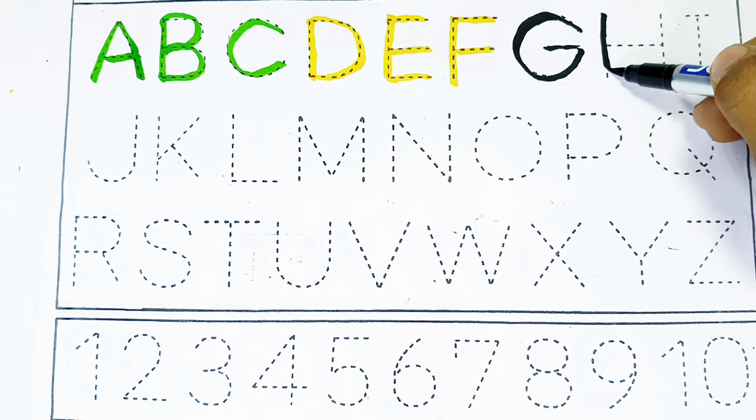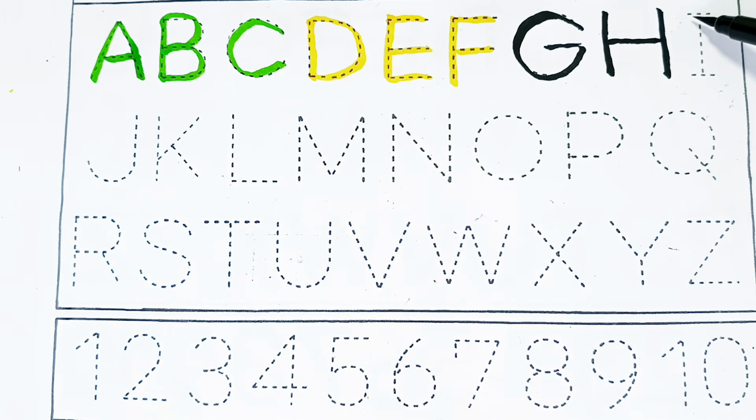G. G for God. H. H for helicopter. I for ice cream. Kids, now you draw J.